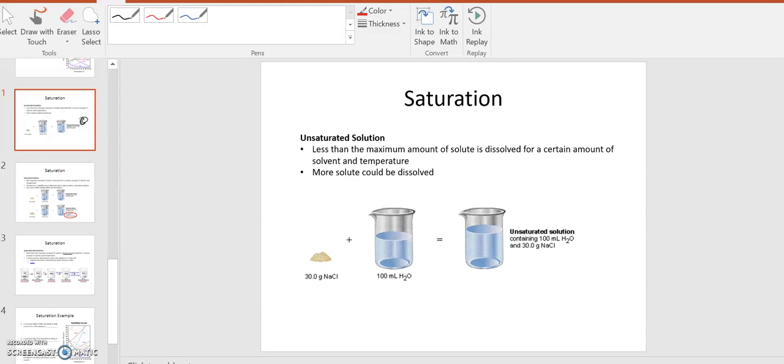Hello everyone. We ran short on time yesterday at the end of class, so I figured we should talk about saturation real quickly and then go into an example of a solubility curve problem.